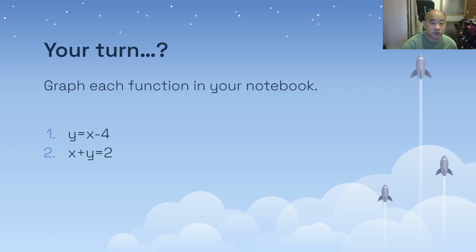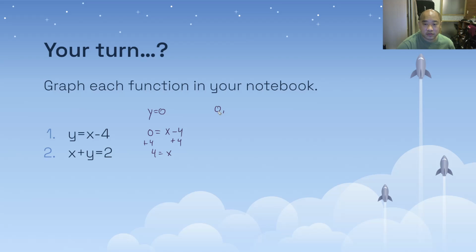Graph each function in your notebook: y equals x minus 4. There's no way for me to check this, so this is a your turn that is just going to be up to you to do. So we'll put y as 0 first. That'll be 0 equals x minus 4. And then we'll add 4 to both sides. So x will equal 4.